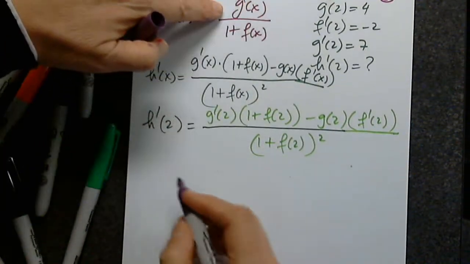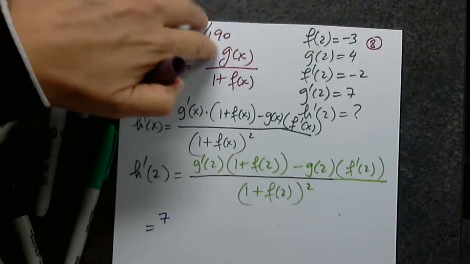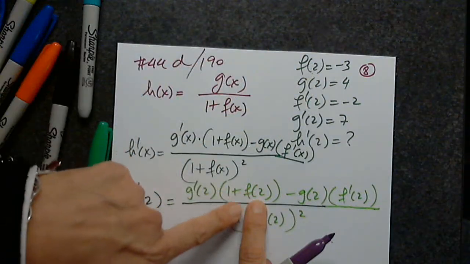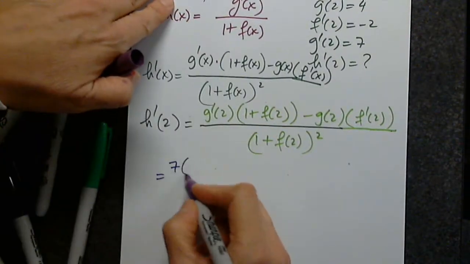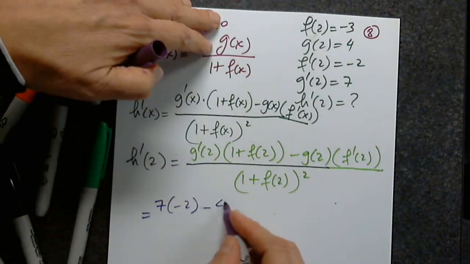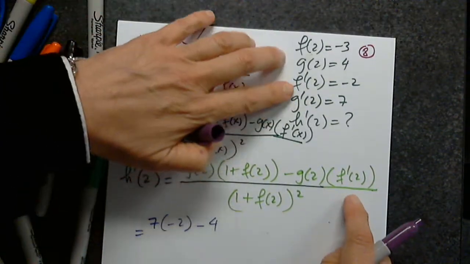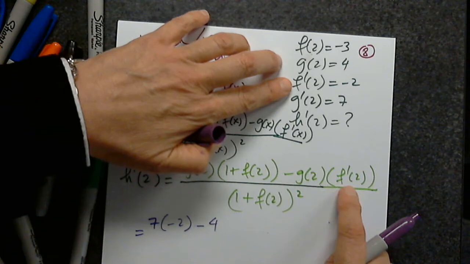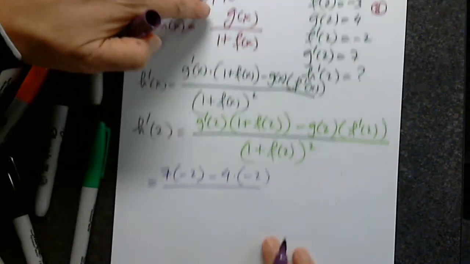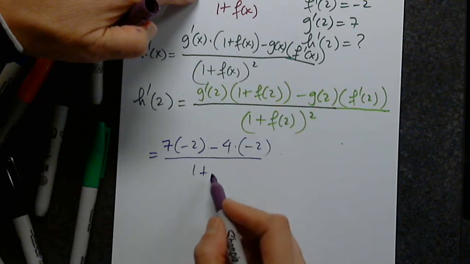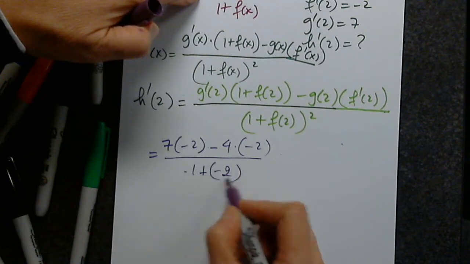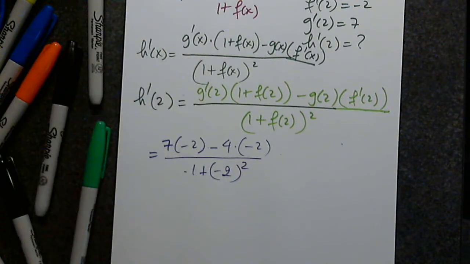G prime of 2 is 7. F of 2 is negative 3, and negative 3 plus 1 is negative 2. Minus, g of 2 is 4, f prime of 2 is negative 2, so multiplied by negative 2. Over 1 plus f of 2, which is negative 3, so I have negative 2 in the denominator, everything squared.